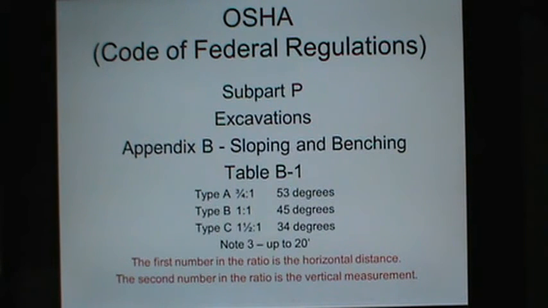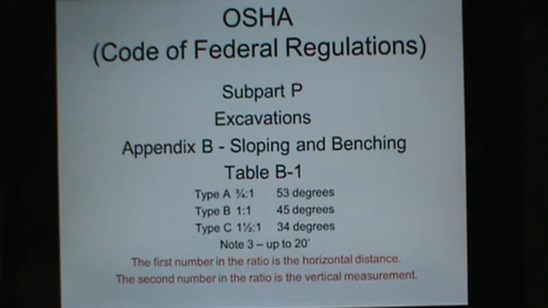Well, now we're going to go to table B1. All right, we're in Appendix B now. So we're in the back of subpart P, or chapter P, which is all about excavations, and we're going to be in appendix B, and we're going to talk about sloping and benching. Table B1 discusses your type A, your type B, and your type C soil. If you look at all these diagrams there, you can kind of get an idea of what we're talking about. You have to bench, you have to slope these excavations if you're not using a trench shield, because you don't want them to cave in.